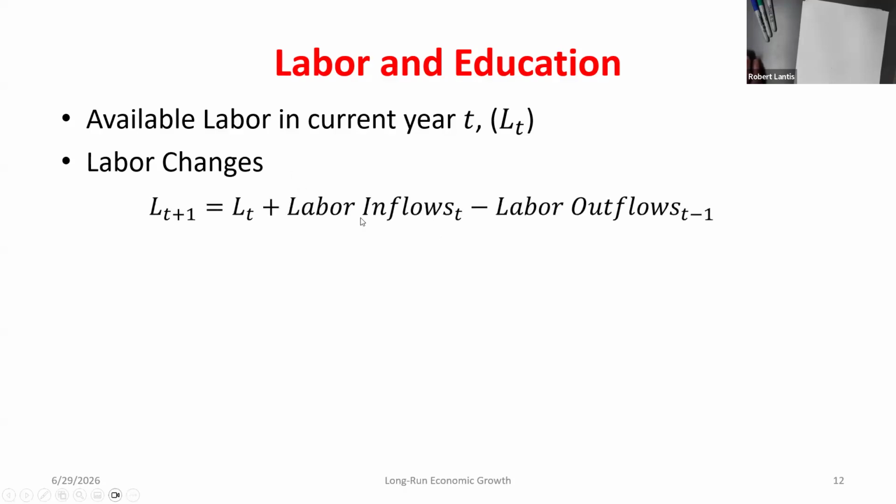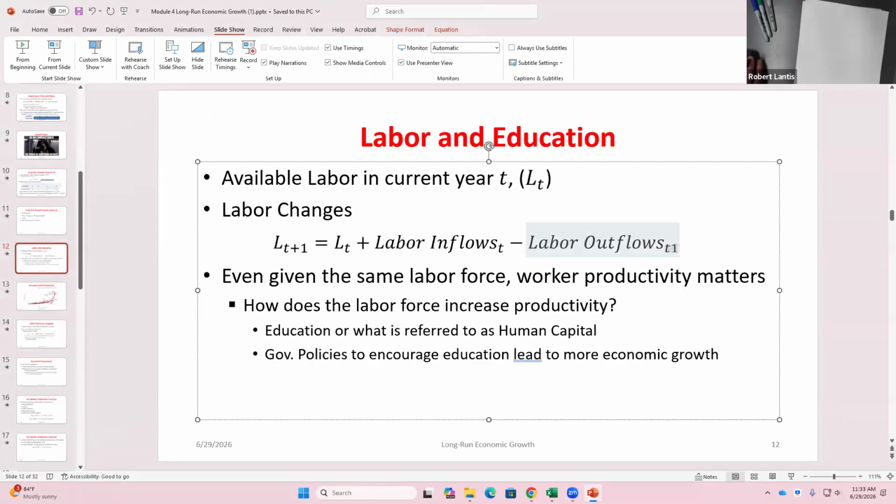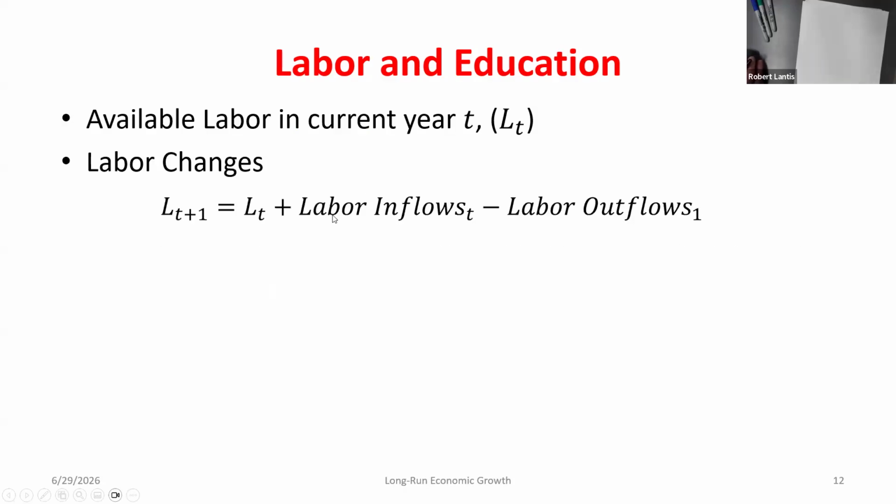So the way we would define this is, what are my labor inflows in this current year, subtracted by my labor outflows, and then add that to whatever my old, initial starting labor was. So here I can think about my new labor will be whatever the old labor was plus inflows minus outflows. What would labor inflows be? Well, it's an increase in the number of workers, the number of employed individuals. What would outflows be? As people leave the labor force or become unemployed, those would be my outflows.